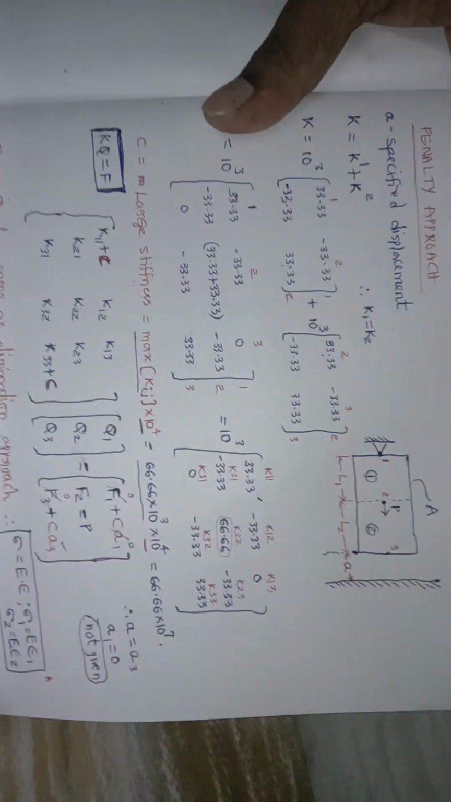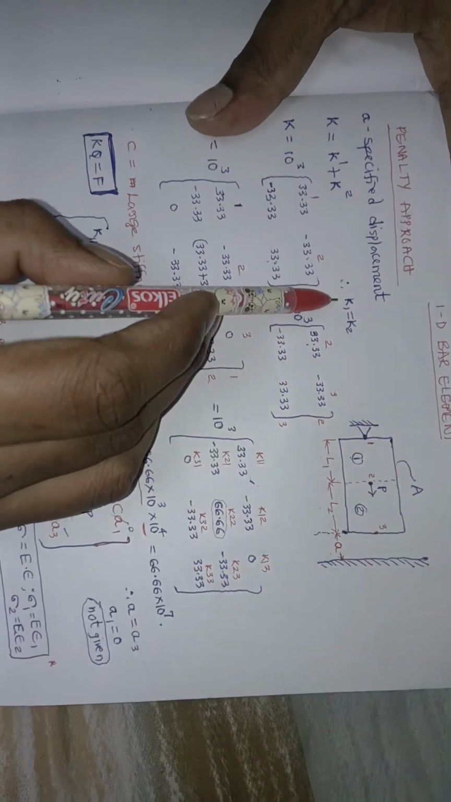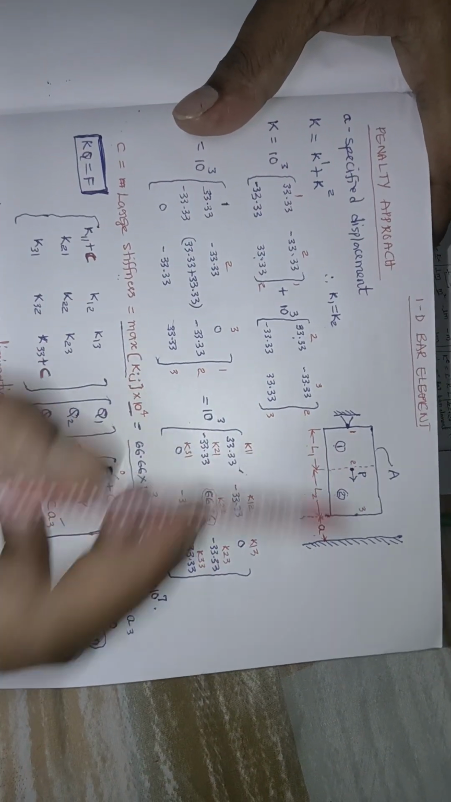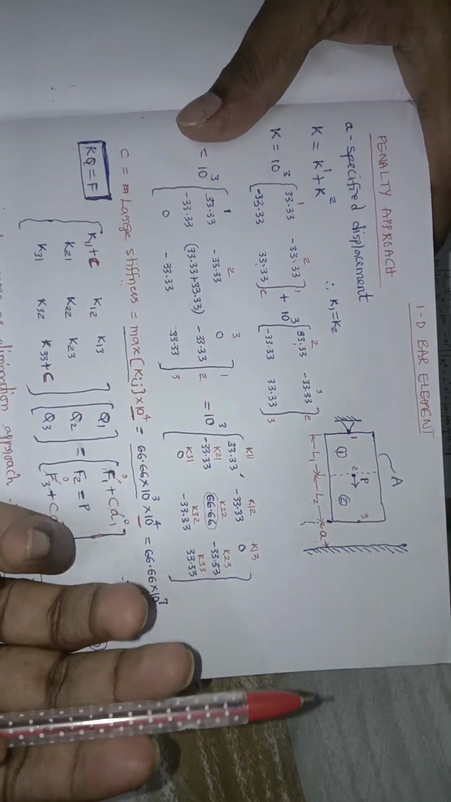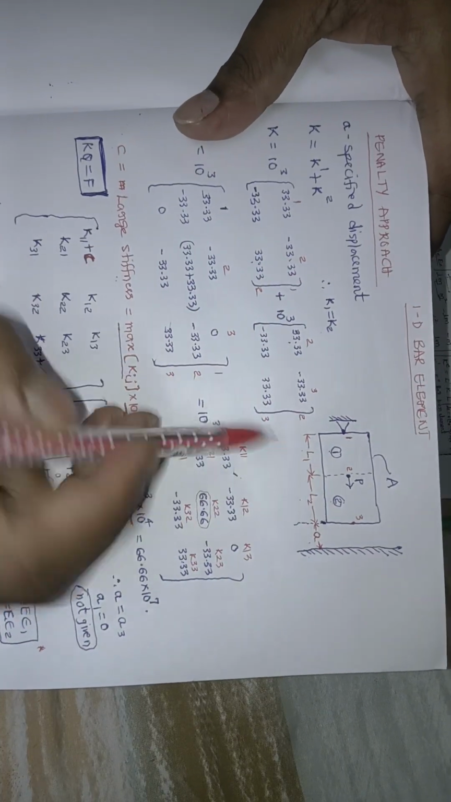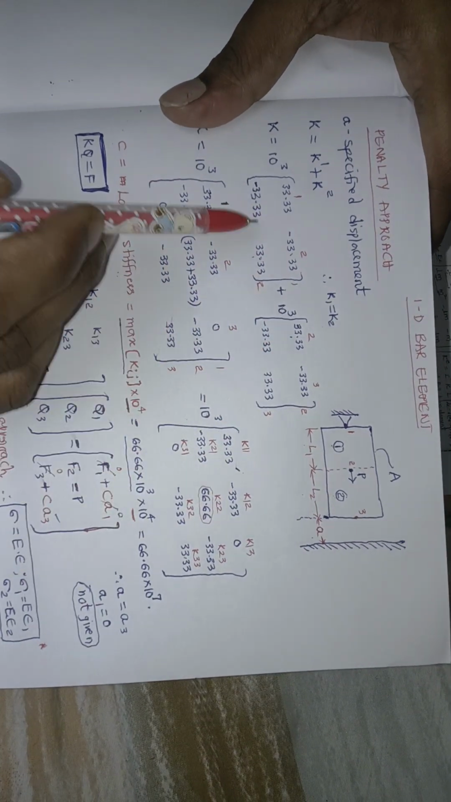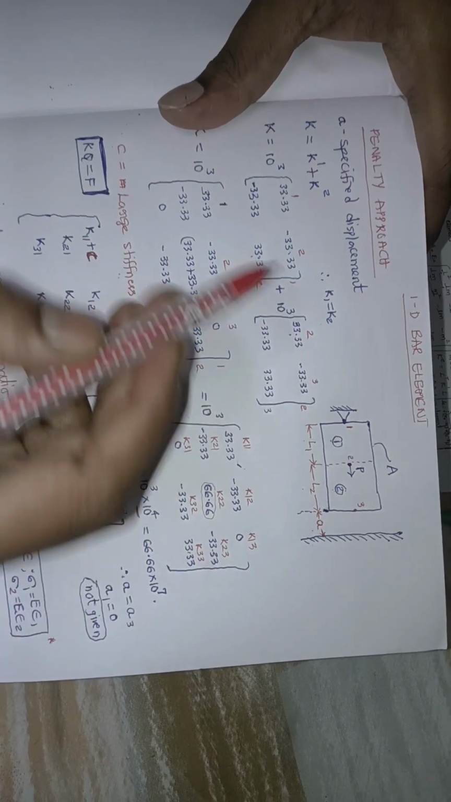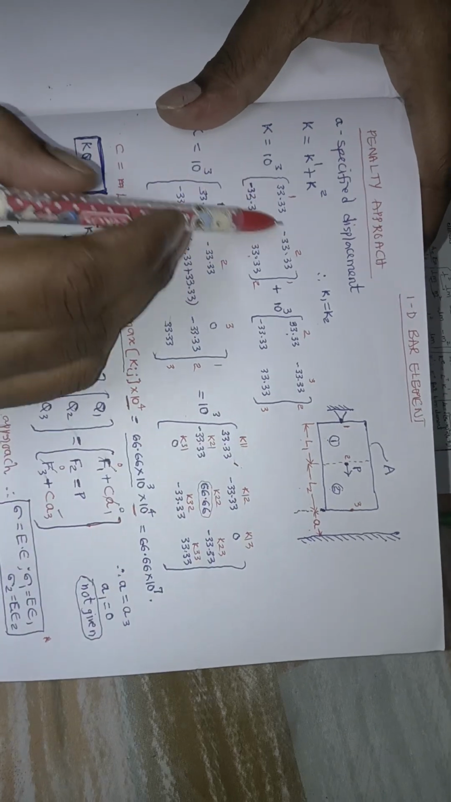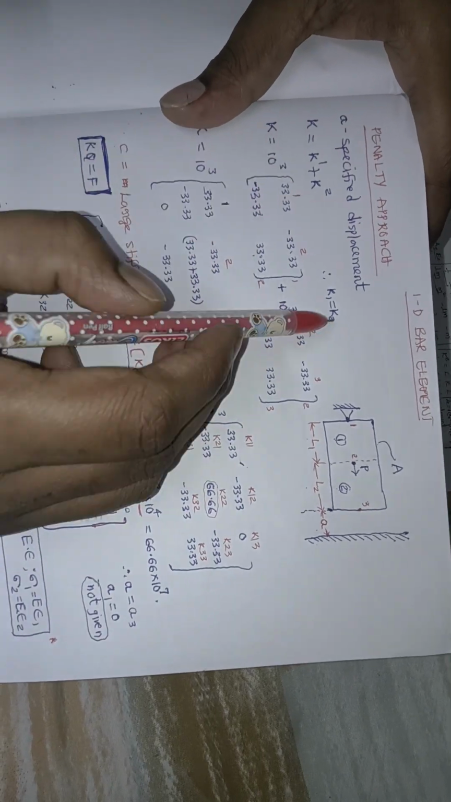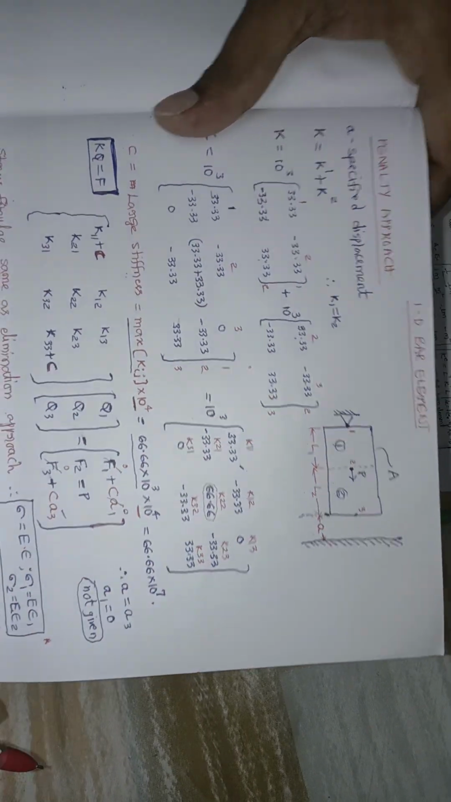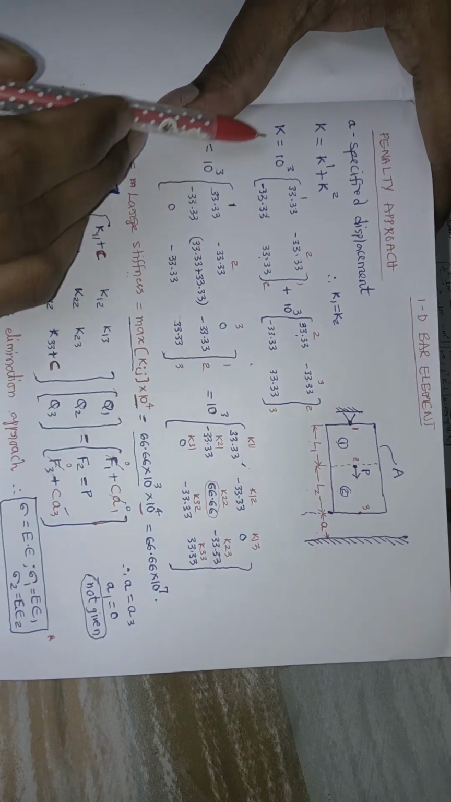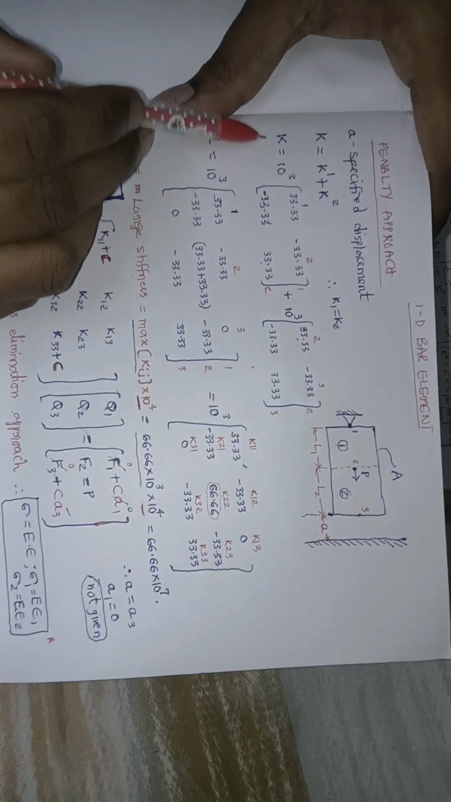Similar to the last problem, here also you have to find K1 and K2. Here the area and Young's modulus are the same, so K1 and K2 are the same. As you know, the formula is A1 E1 by L1. After adding all the values like area, Young's modulus and length, you will get the K1 value and K2 value. Then you have to add all the elemental stiffness values, and you will get the capital K, that is the global stiffness matrix.